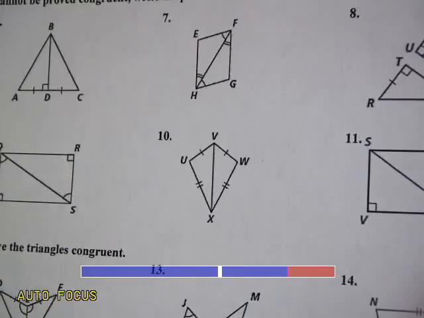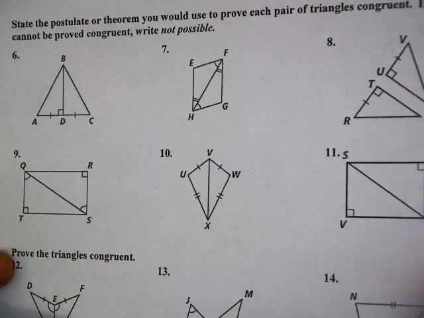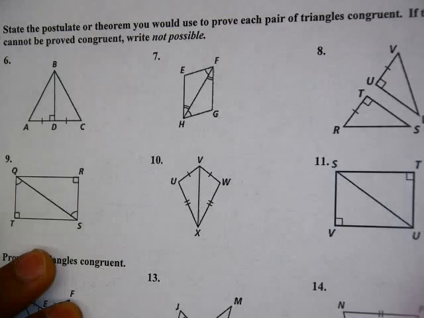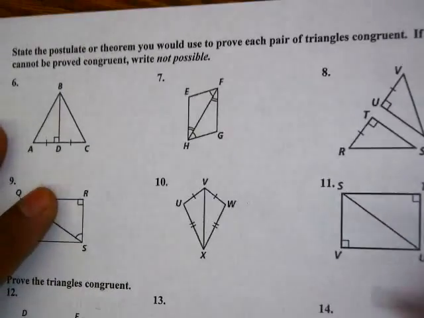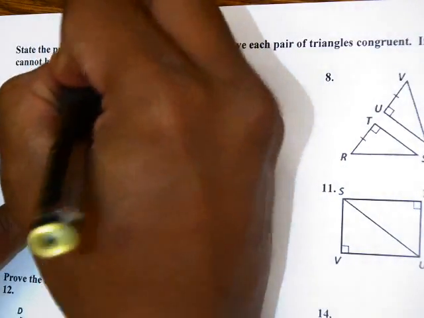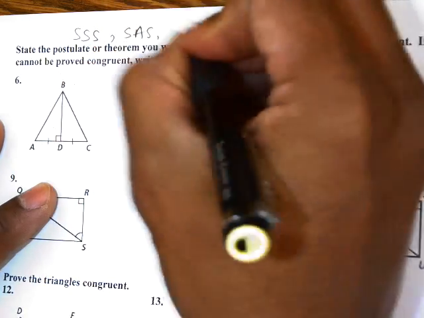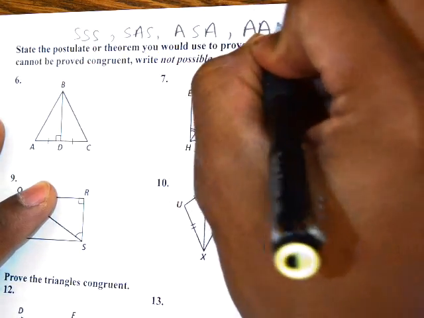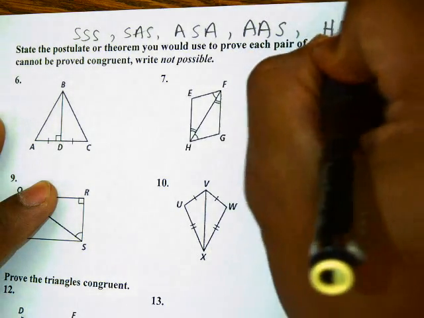So from 6 to 11, we're supposed to decide which theorem or postulate or whatever can be used to prove that the triangles are congruent or not. So remember that your choices are SSS, SAS, ASA, AAS, or HL.